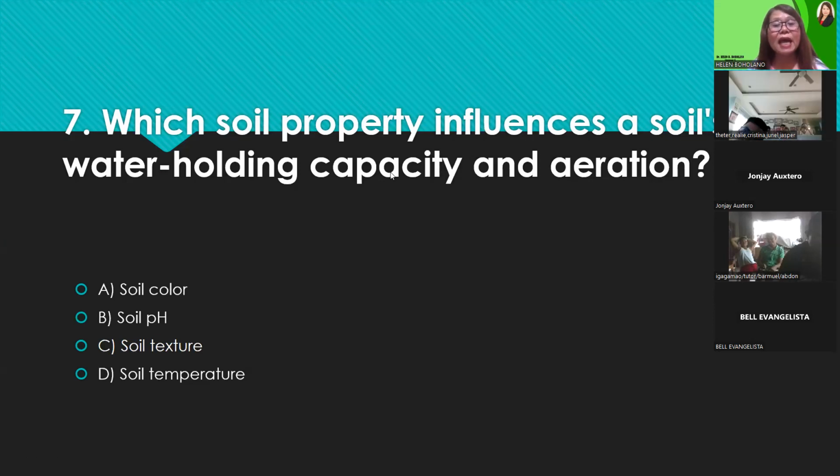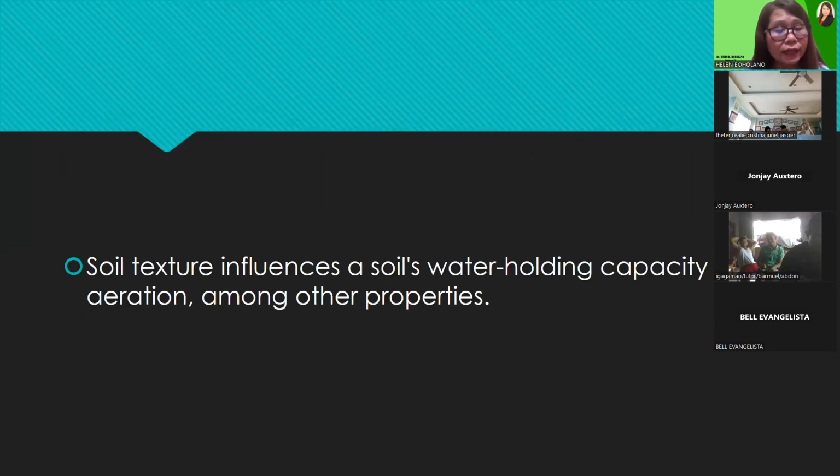So, varied answers. We have B, we have C. So the right answer is texture. Soil texture influences soil water holding capacity and aeration among other properties.